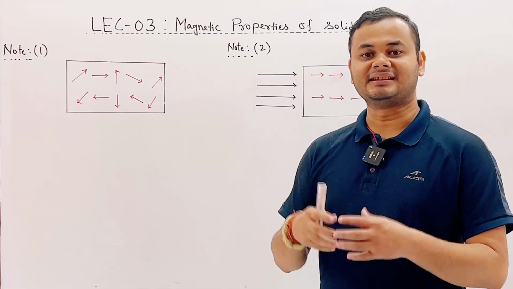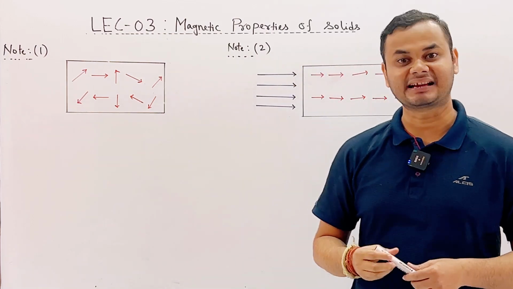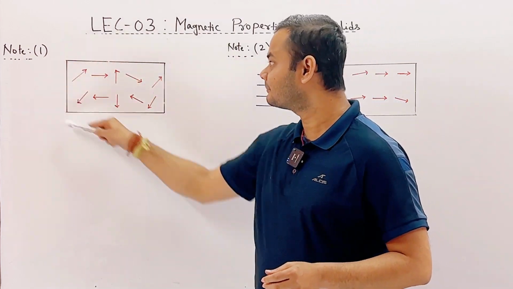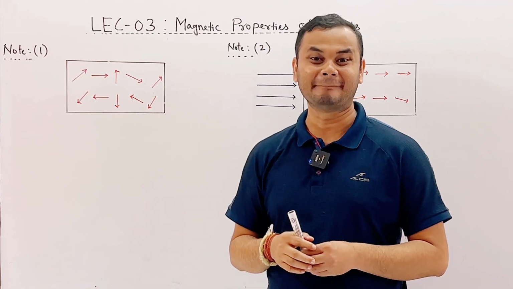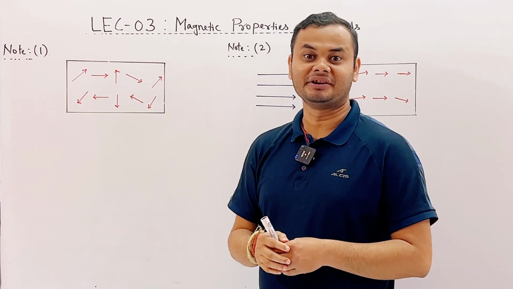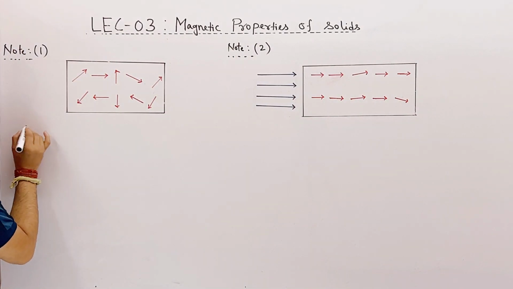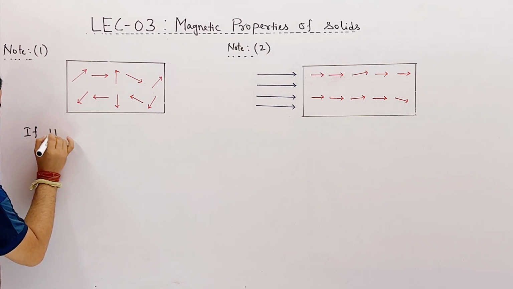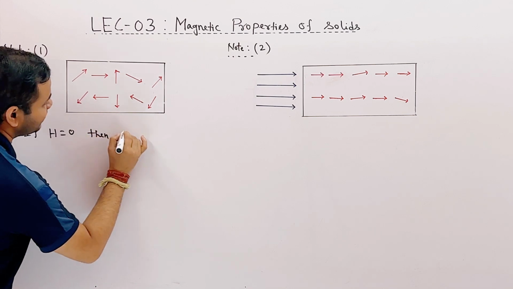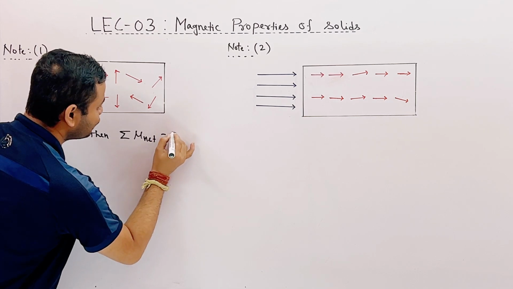ठीक है. Now let us understand how net magnetic dipole moment of a bulk material depends on external magnetic field. Students, in absence of any external magnetic field, a bulk material does not have any net permanent magnetic dipole moment. It is because in this case all the atomic dipoles will randomly oriented due to thermal agitation. Now let me write these points. So if H is equal to 0, H means external magnetic field is equal to 0, then net magnetic dipole moment of the bulk material will be 0.